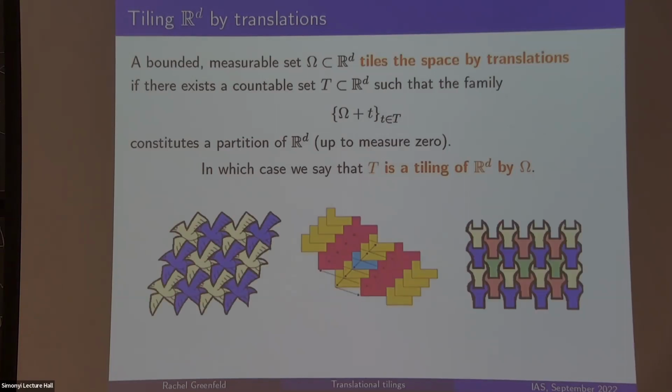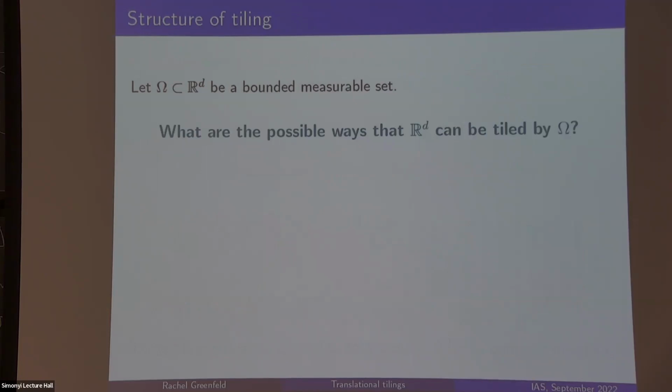And here are some examples, planar examples, that illustrate this notion. And I want to turn your attention to the fact that in each of these examples, the tiling is along a lattice, where by a lattice I mean a subgroup of R^d whose quotient is compact. So this is the object. These are translational tilings in Euclidean space.